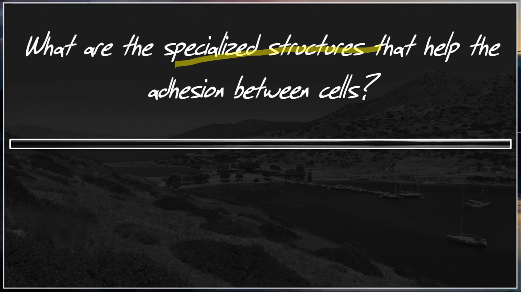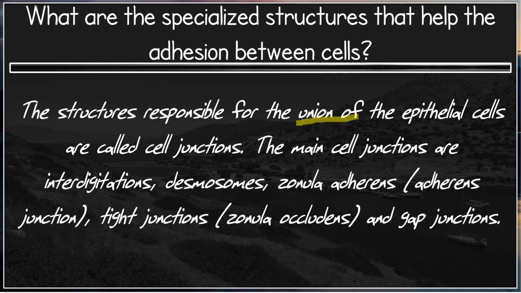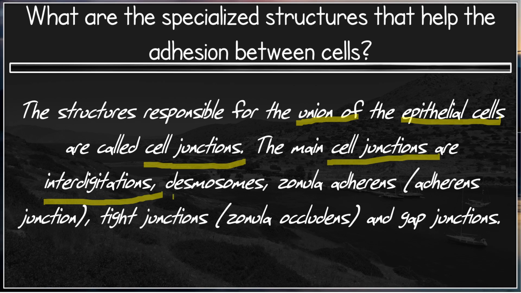What are the specialized structures that help the adhesion between cells? Structures responsible for the union of epithelial cells are called cell junctions. The main cell junctions are interdigitations, desmosomes, zonula adherens, tight junction, zonula occludens, and gap junctions.